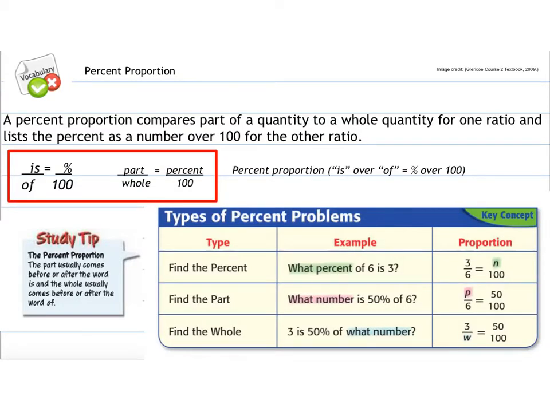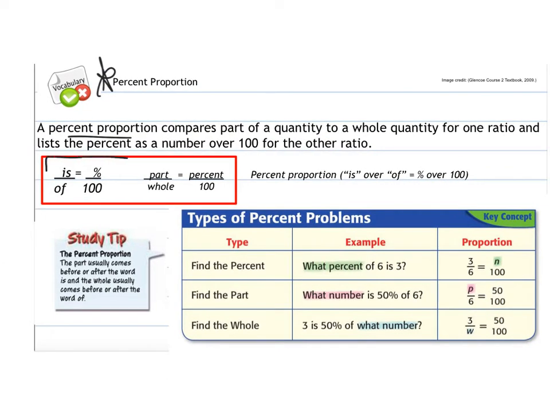A vocab word we need to write down is the percent proportion, and you should write this whole sentence down with it. A percent proportion compares part of a quantity to a whole quantity for one ratio and lists the percent as a number over 100 for the other ratio. In this box, it's really important to know both parts of it too: is over of equals percent over 100, or part over whole equals percent over 100.